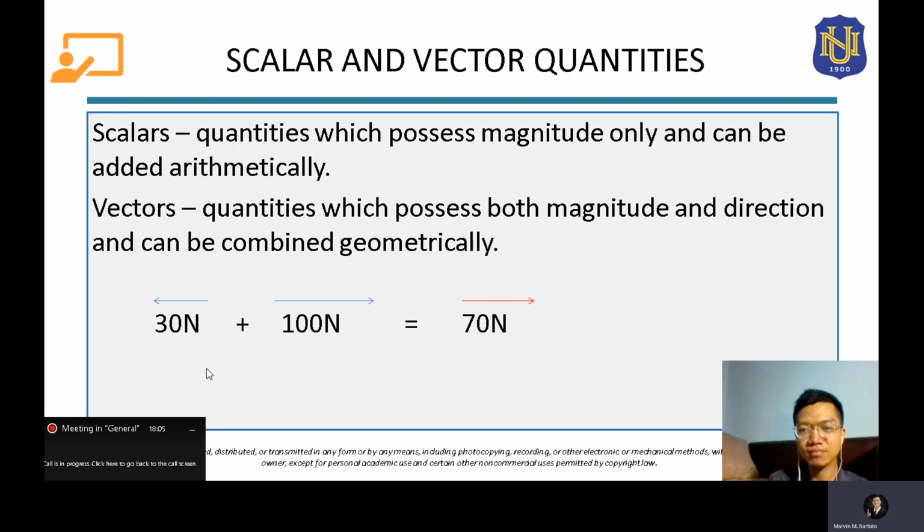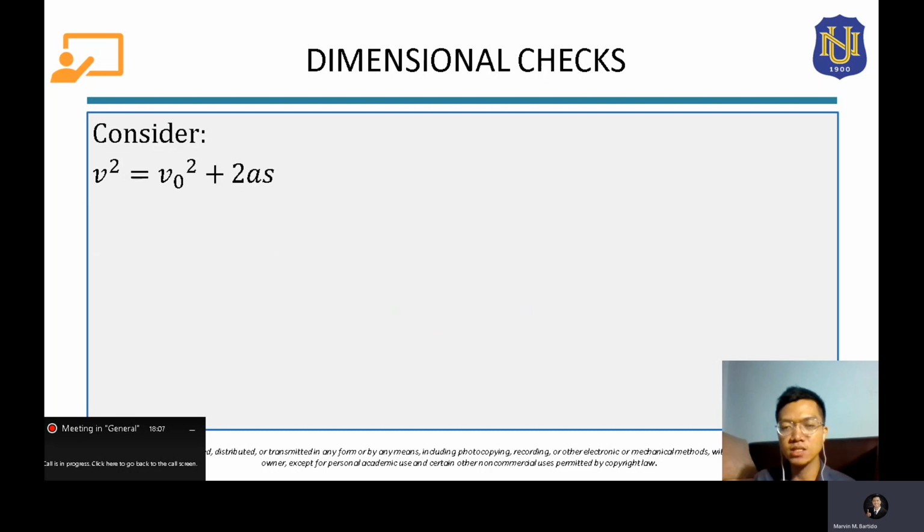Anyway, now let's proceed to dimensional checks. This is actually important, because all throughout this course, we're going to deal with dimensions or units. So we have to be consistent with the dimensions or units that we use in the formulas that we're going to use. Let's consider this.